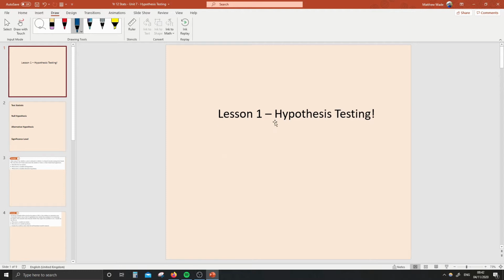So our topic today is hypothesis testing. Now this is one of my very favorites. It's certainly one of the most challenging things in the whole of year 12 stats. So before we even start, I'm going to do my best to go slow, and again, you can pause if you need to.